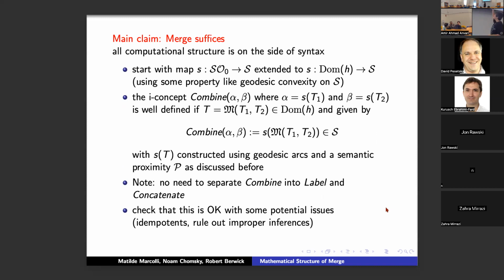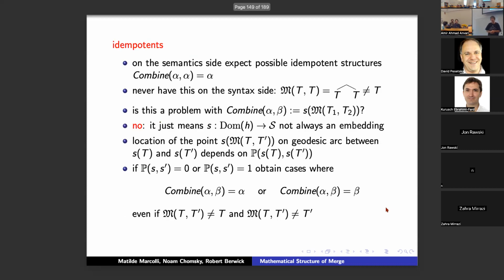Because I'm saying now, okay, you don't postulate that this combine exists on its own on the side of semantics, you just take your merge and map it over, and that is your combine. Now, there are some things that maybe one can get worried about. Let me make two examples of things that you might worry about. One is the fact that sometimes you might want to have idempotent structures, and another is whether you can do proper inference or not. And this is like this intersection type of question that you have. Having idempotence is not a problem per se, in the sense that, of course, on the syntactic side, you don't have it.